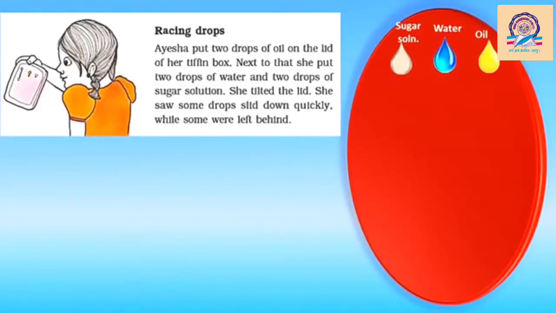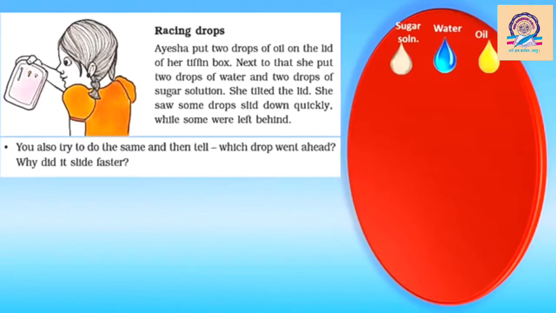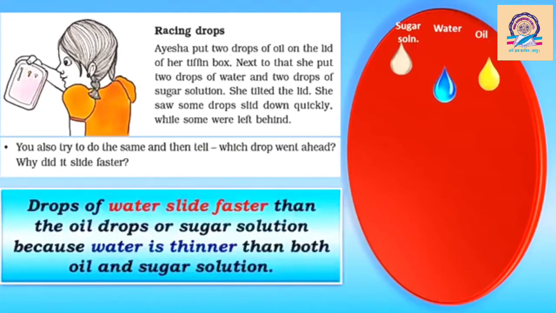Now one more interesting experiment. Racing drops. Aisha put 2 drops of oil on the lid of a tiffin box. Next to that she put 2 drops of water and 2 drops of sugar solution. She tilted the lid. She saw some drops slid down quickly while some others were left behind. Now which drop went ahead and why did it slide faster?